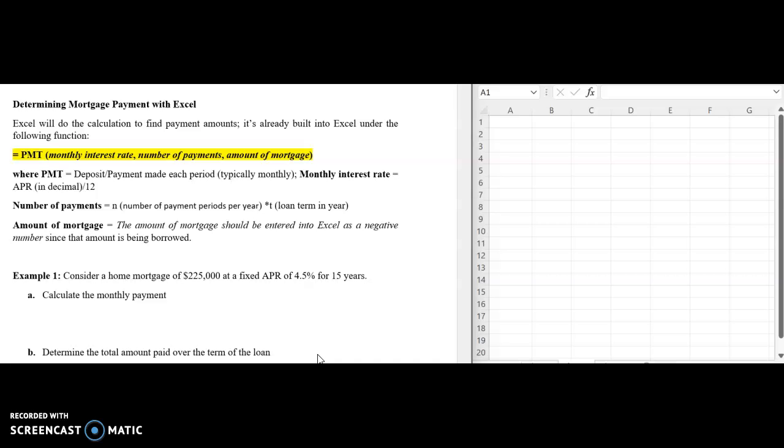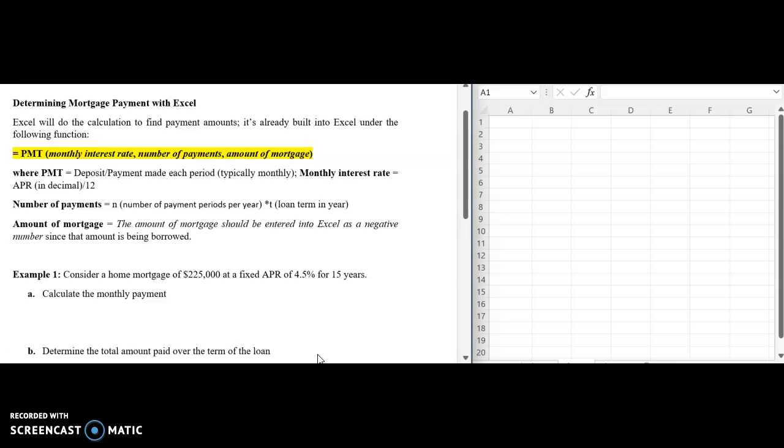Next, you have the number of payments. So you introduce a comma and you type in the number of payments. And to find the number of payments, you need the number of payment periods per year times the loan term. And next, we need the amount of mortgage. So you introduce a comma and you also want to type into Excel as a negative number since the amount is being borrowed. So you always want to introduce a negative sign in front of the amount of mortgage.